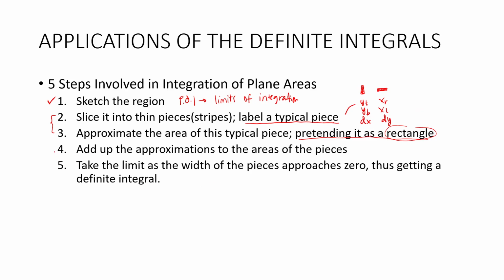So numbers 4 and 5, we need to add up the approximation. Since we're not using sigma notation anymore, we're going to use the definite integral. Before your formula became y top minus y bottom dx, the previous version was, I think, sigma notation, and on the left side, the limit as x approaches infinity. There's a conversion for this.